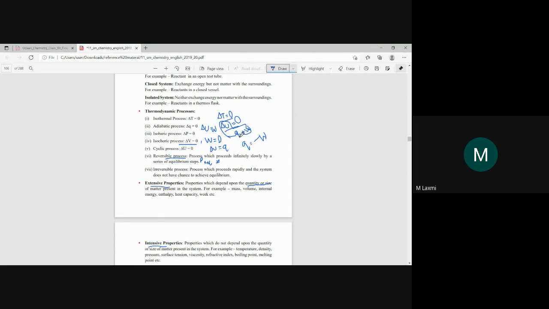Now I'm asking the second question. Work is done on the system. What sign will my W take? Work is done on the system. Then what sign will my W take? Positive. Positive, correct. Heat is given to the system. What value will my Q take?